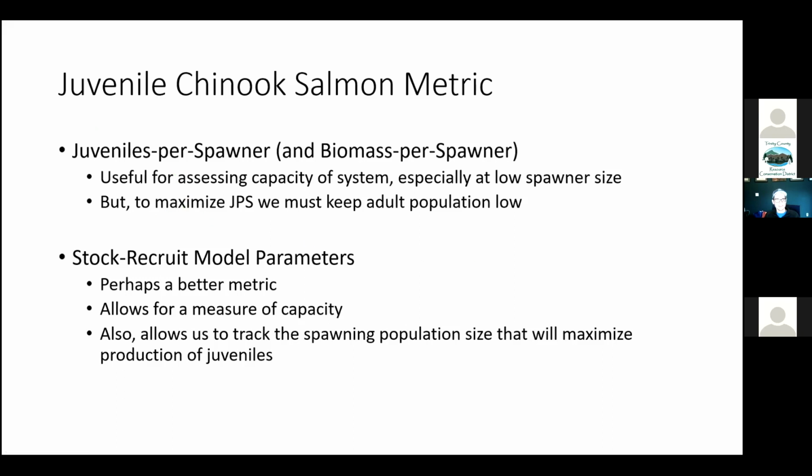Perhaps looking at the stock recruit curves and the model parameters is a better metric, because it's incorporating some nonlinear density dependent effects, and allows us to track the spawning population size that maximizes production of the juveniles. And I think the goal of the program is to shift that to the right, so that as we get more and more spawners, we're getting more and more juveniles.